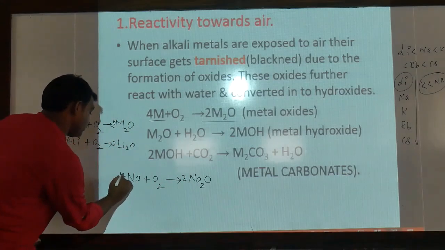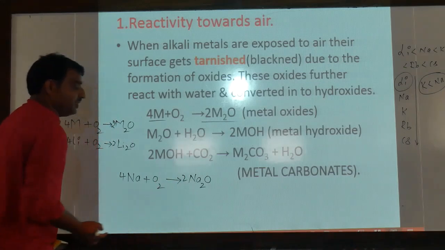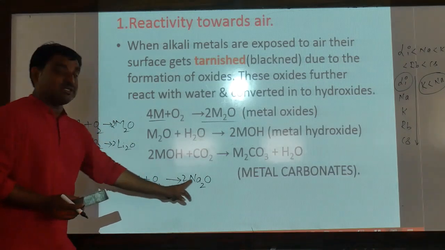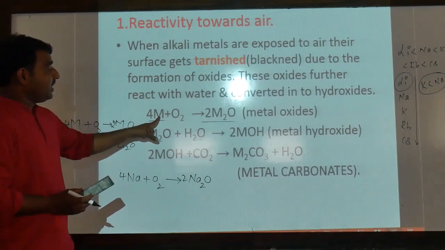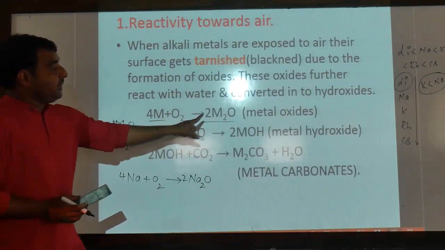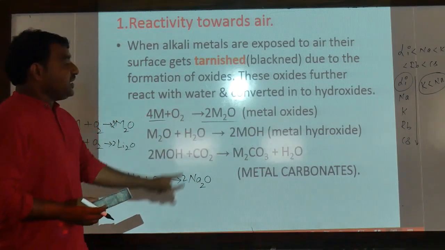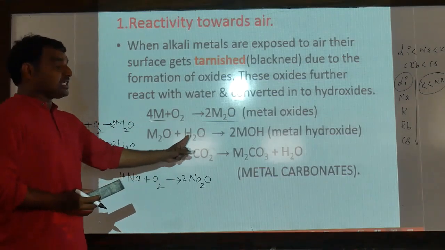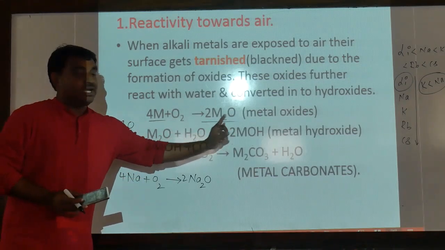Here it is: 4 sodium, 2 oxygen will be there, and the corresponding metal oxides will be formed. That we are writing here. Metal reacts with the oxygen, and metal oxides are formed. These formed metal oxides react with the water to form the corresponding hydroxides.